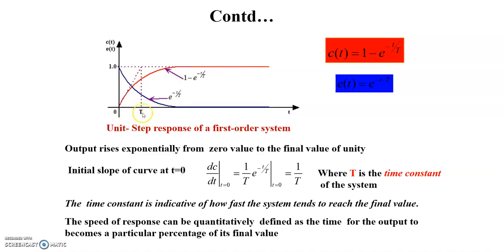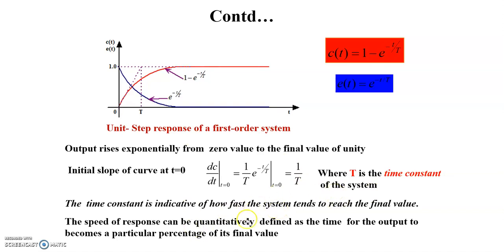Here the tau is there. What is the initial slope of the curve at t equal to 0? That is dc/dt at t equal to 0. You can substitute t equal to 0 in this equation, 1/tau e to the power minus t/tau, so that means 1/tau only, where tau is the time constant of the system. The time constant is indicative of how fast the system tends to reach the final value.